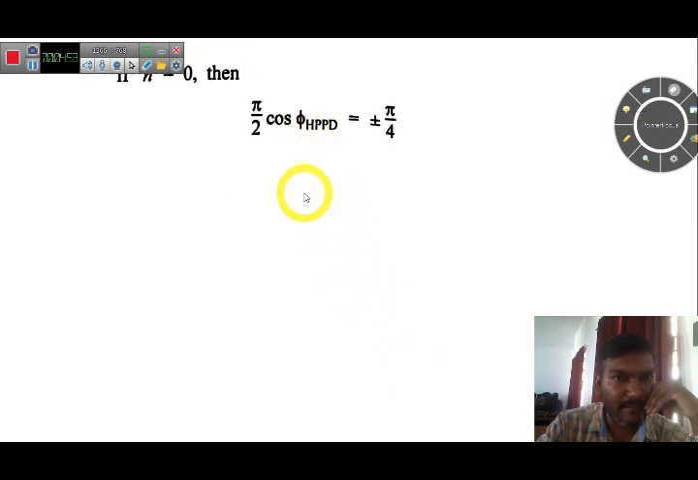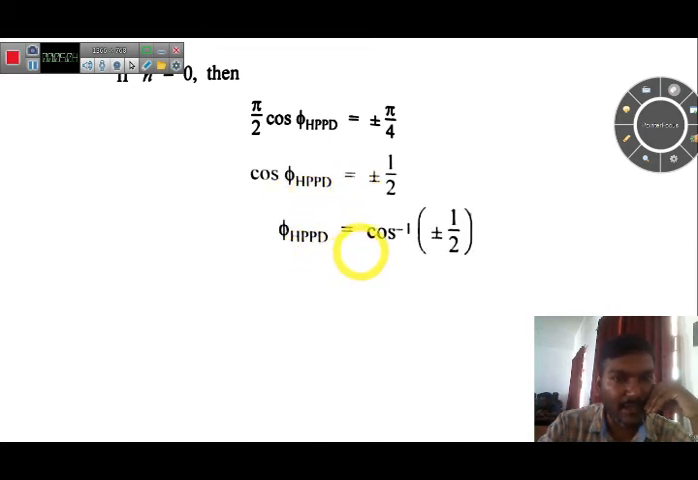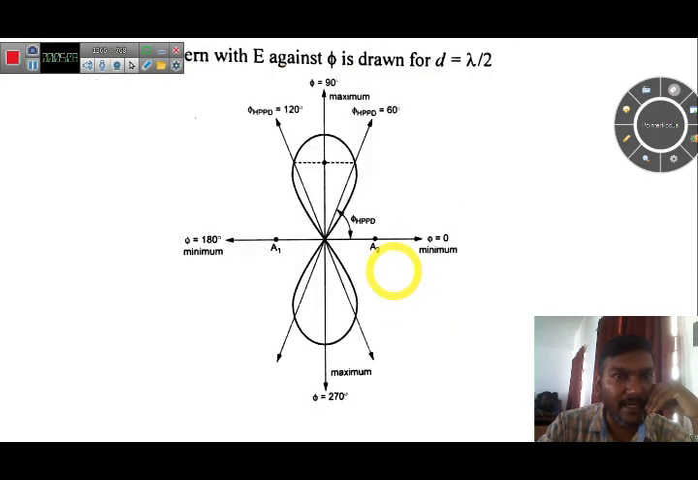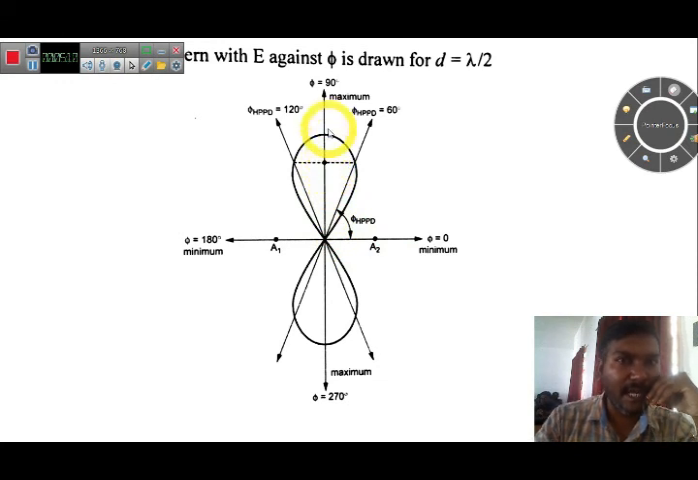For the half power point direction, HPPD, cos phi is equal to plus or minus 1 by 2, so HPPD is equal to cos inverse of plus or minus 1 by 2, which is 60 or 120 degrees. This is the final radiation pattern. The maximum directions are 90 and 270, the minimum directions are 0 and 180, and the half power directions are 60 and 120. This is the radiation pattern for an array of 2 point sources excited with equal magnitude and equal phase.